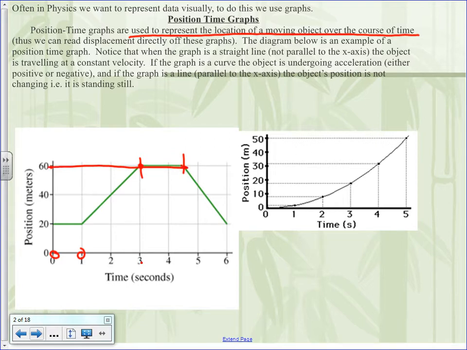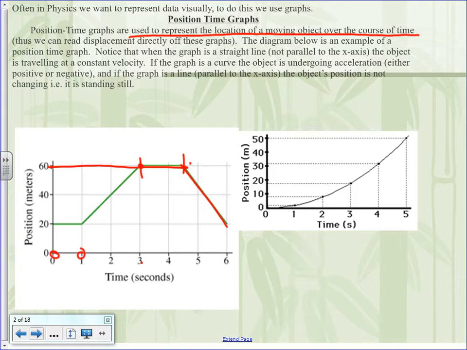What's it doing here? Going the other way. Right, it's going backwards. Its velocity is negative. It's going in the other direction, because it goes from 60 meters to 20 meters. The only way to do that is to go back. Everybody follow me there?